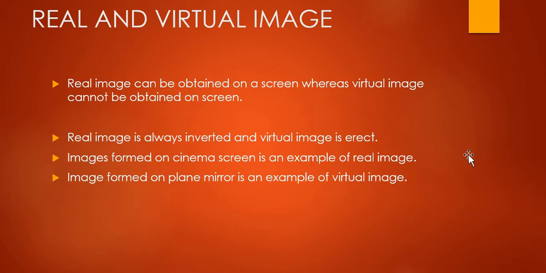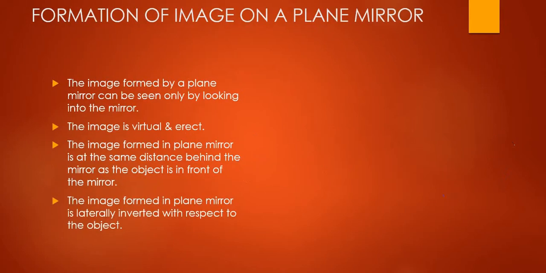Real image is always inverted. Inverted means upside down, like this. Whereas all virtual images are erect. When you stand in front of a plane mirror, we see an erect image of ourselves. So all virtual images are erect and all real images are inverted. Examples: the image formed on a cinema screen is an example of a real image, and the image formed in a plane mirror is an example of a virtual image, right?